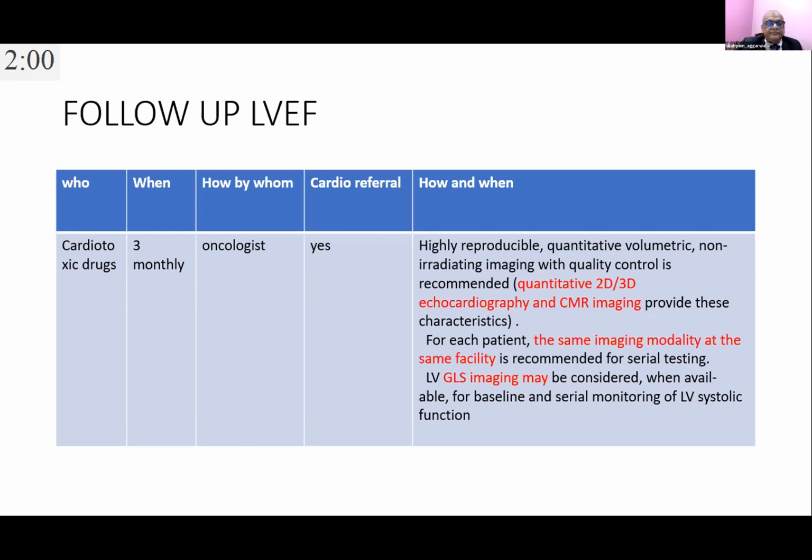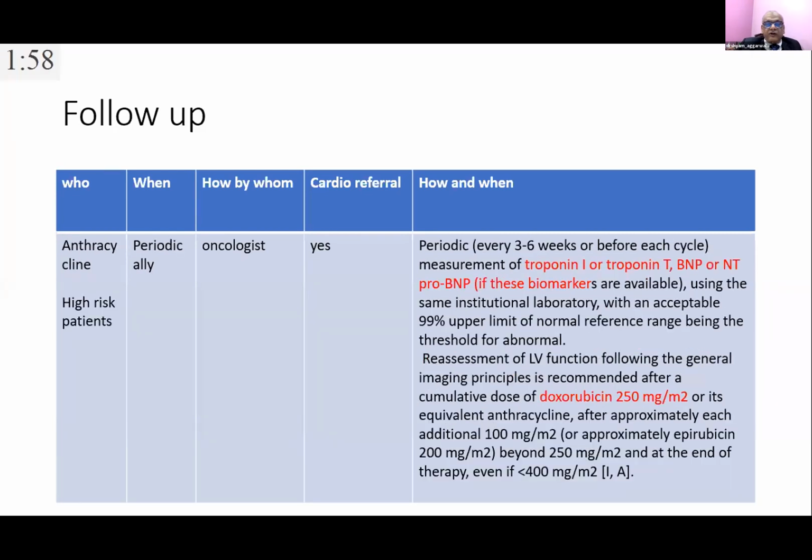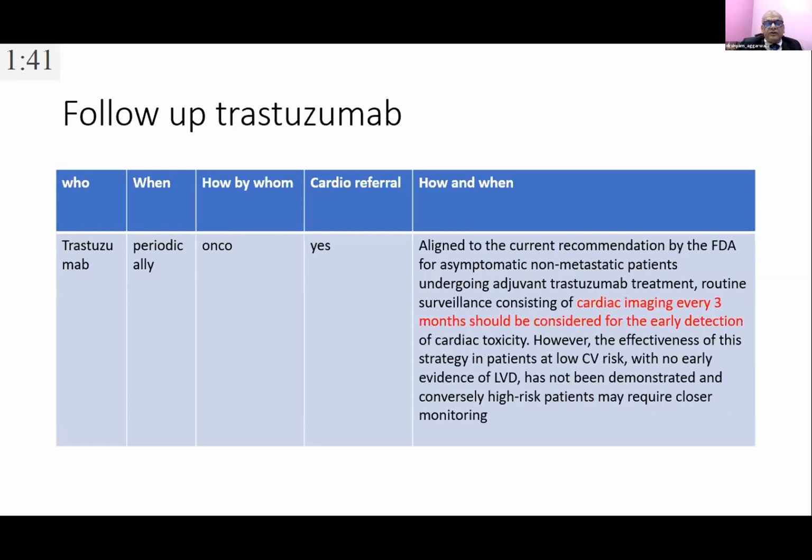Next, please. So again, for follow-up in patients who are at high risk, I said the role of biomarkers like troponin and BNP, etc., is there. And we should do that once we have gone beyond a particular range of doxorubicin, like 250 milligram per meter square. Next. So I think we all are doing the trastuzumab monitoring every 3 months.